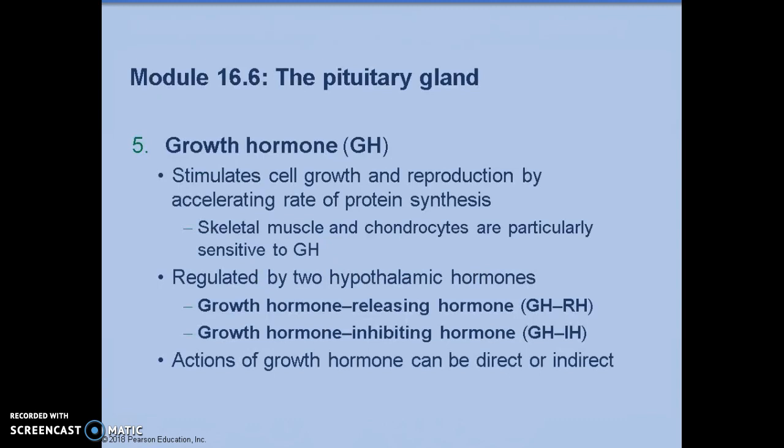Growth hormone, GH, stimulates cell growth. It does this by increasing the rate of protein production. Certain cells are very responsive to growth hormone, such as skeletal muscle and chondrocytes. Chondrocytes are the cells of cartilage. And growth hormone is regulated by two hypothalamic hormones, a releasing hormone and an inhibiting hormone.